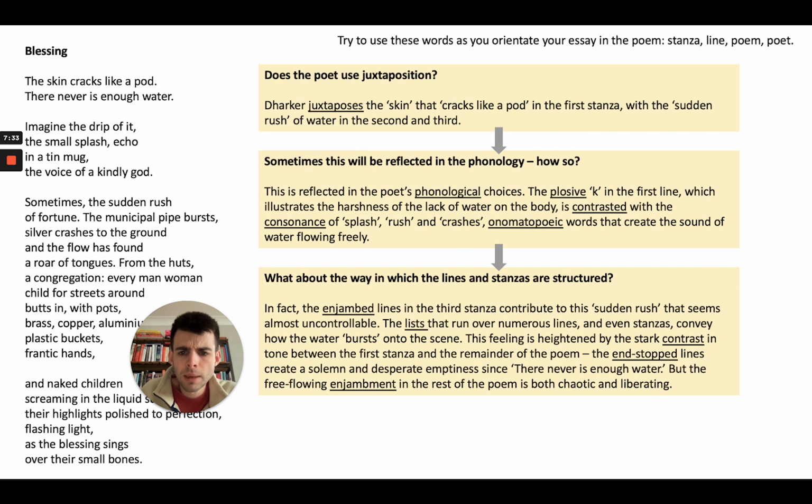So, use phrases, jot them down and learn them. This is reflected in the poet's phonological, structural, linguistic choices. And phrases like which illustrates, that create the, in fact. We talked about that one, didn't we? This feeling is heightened by. So try to use those phrases and have an inventory of phrases that you can draw on as you're writing about poems. Okay, let's dip into a few different devices that we can think about to do with this poem, but also that you can apply to other poems.